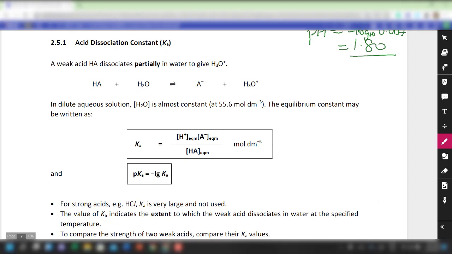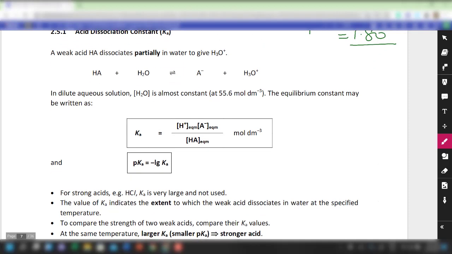Okay, then of course you have seen this in our starting portion when we were discussing ethanoic acid. We have HA partially ionizing in water to give A minus and H3O plus. So over here we are going to write a Ka expression. That will be the equilibrium concentration of H plus, or H3O plus for that matter, times A minus, divided by the equilibrium concentration of HA.